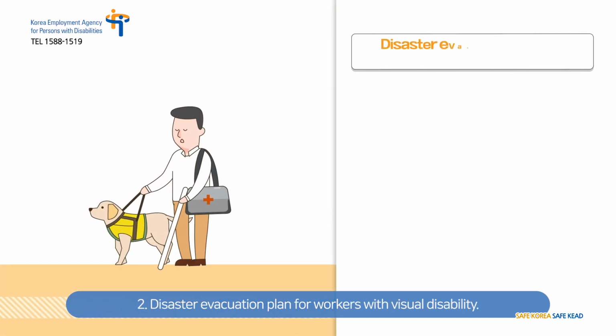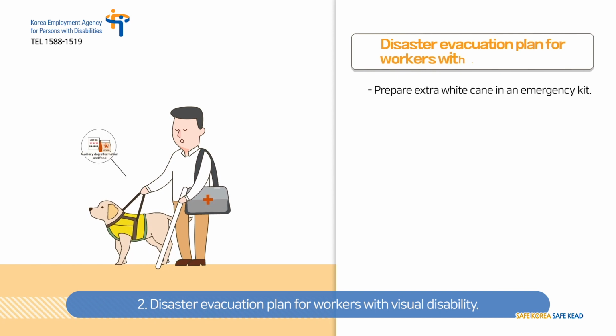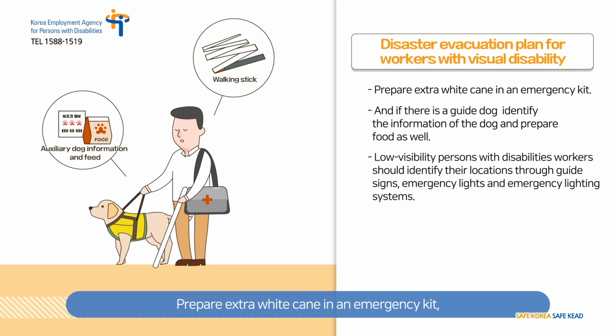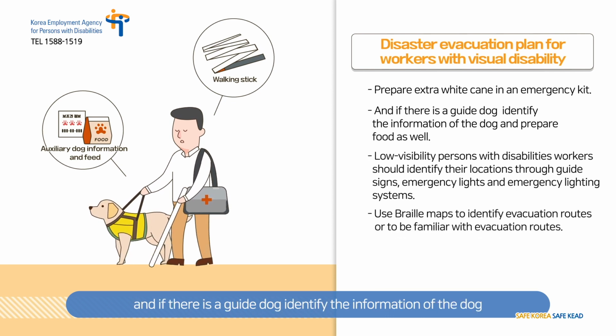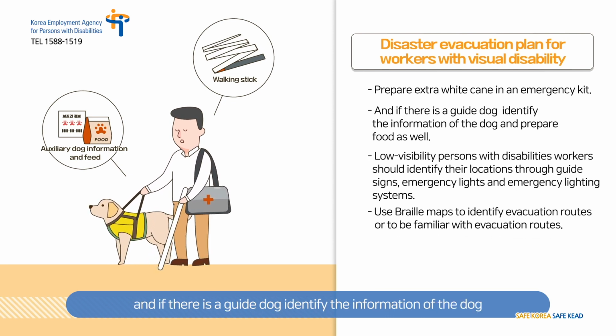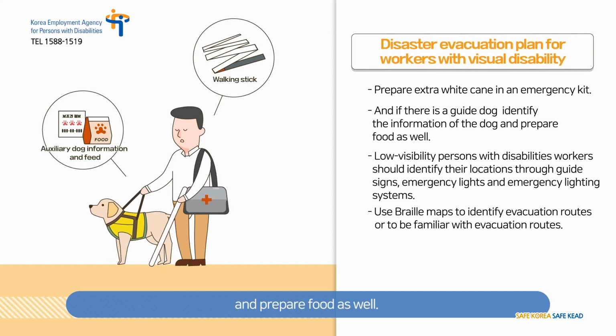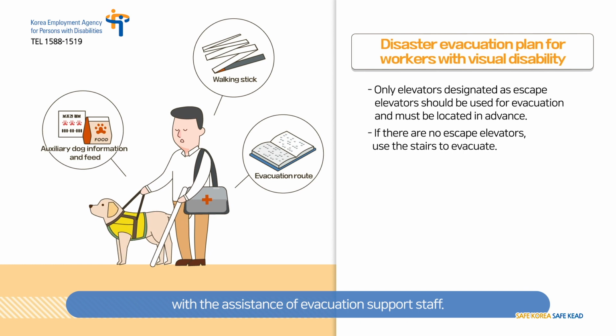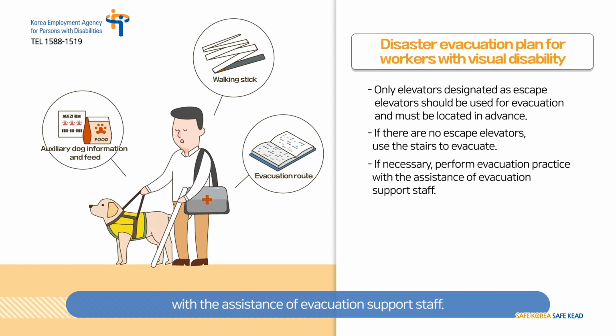Chapter 2. Disaster Evacuation Plan for Workers with Visual Disability. Prepare extra white cane in an emergency kit, and if there is a guide dog, identify the information of the dog and prepare food as well. If necessary, perform evacuation practice with the assistance of evacuation support staff.